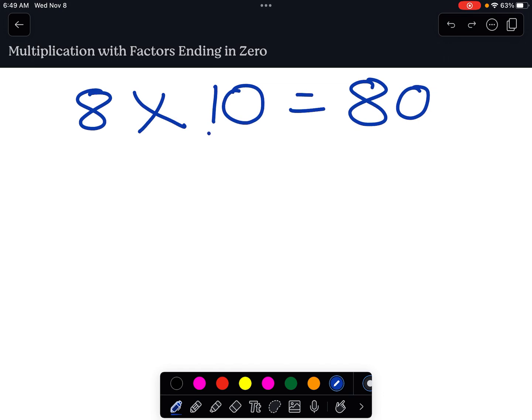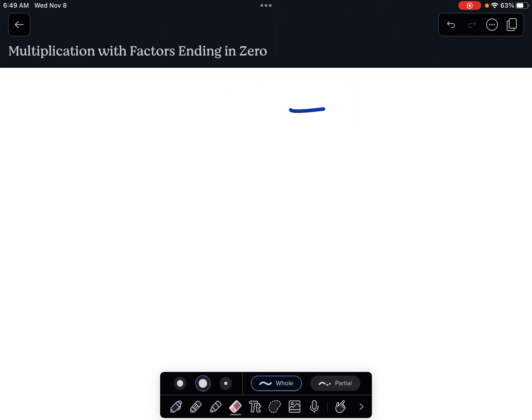When we have a multiple of 10, another way to think about it is a number that ends in 0. There's a very simple way to multiply those numbers. So basically, what you're going to do, actually let me erase this.